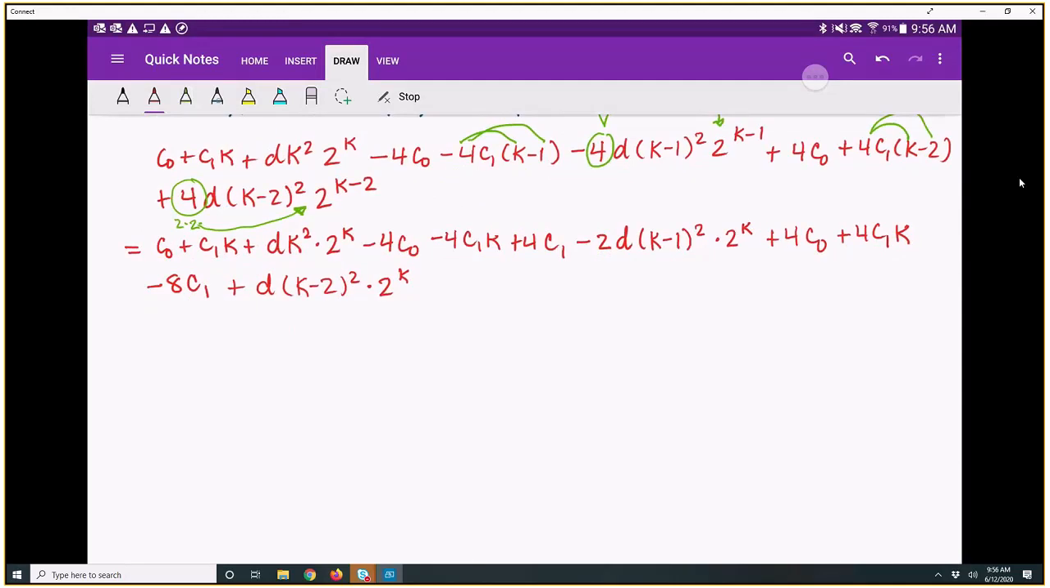Okay, now I think I'm ready to cancel some things. I see that I have minus 4c0 and plus 4c0. I have minus 4c1k and plus 4c1k. So c0 is going to stay. And then I have plus 4c1 minus 8c1, so that's minus 4c1 altogether. Then I've taken care of this and this and this. Then I'll have plus c1k.